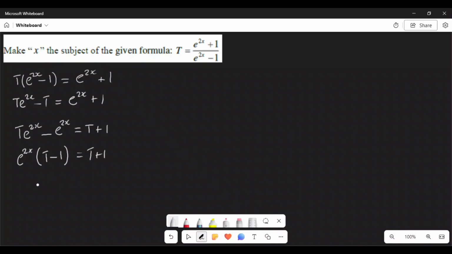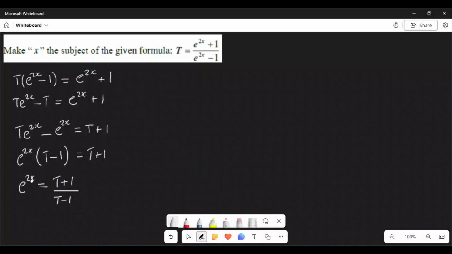Right, so from here, what do we do? We divide by this t minus 1. So we're going to be left with e to the power of 2x. And then when we divide by t minus 1 on our right hand side, we're going to be left with t plus 1 over t minus 1, because we divided by t minus 1 on both sides. And then on the left, this is going to give you 1. All right, so this is what we have.